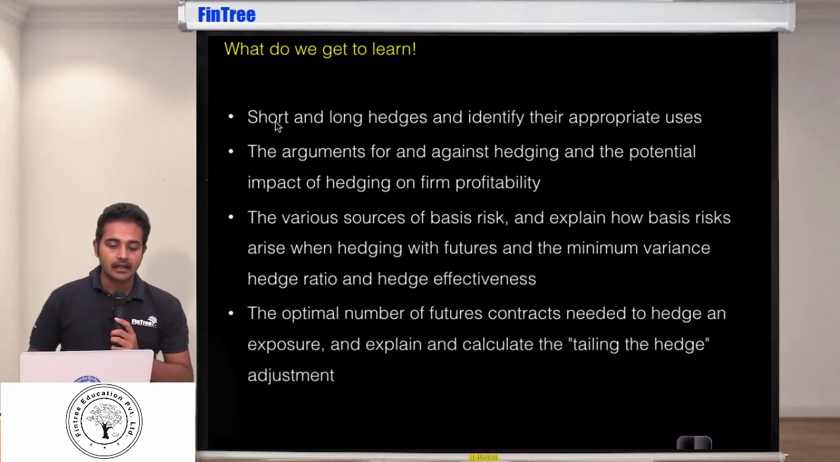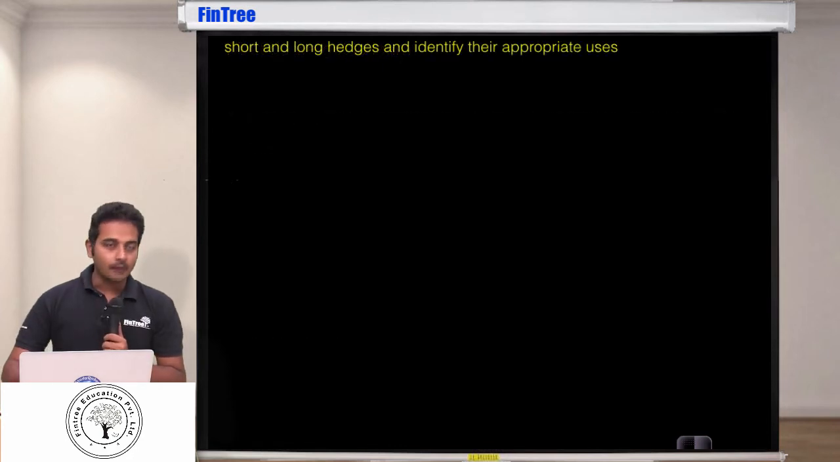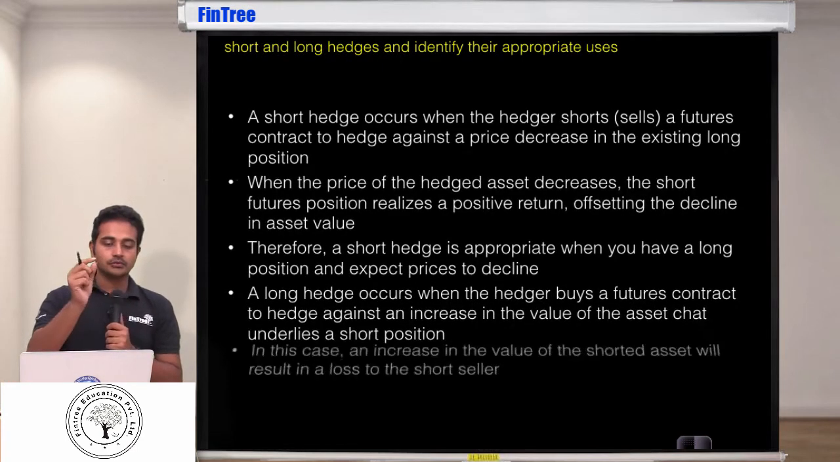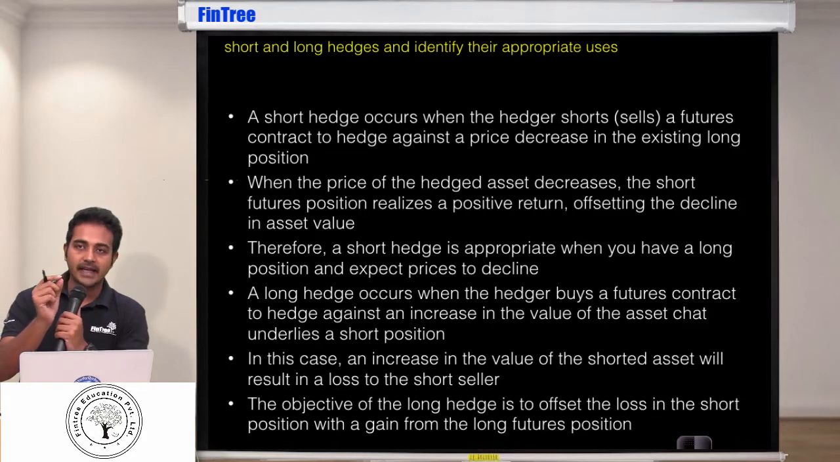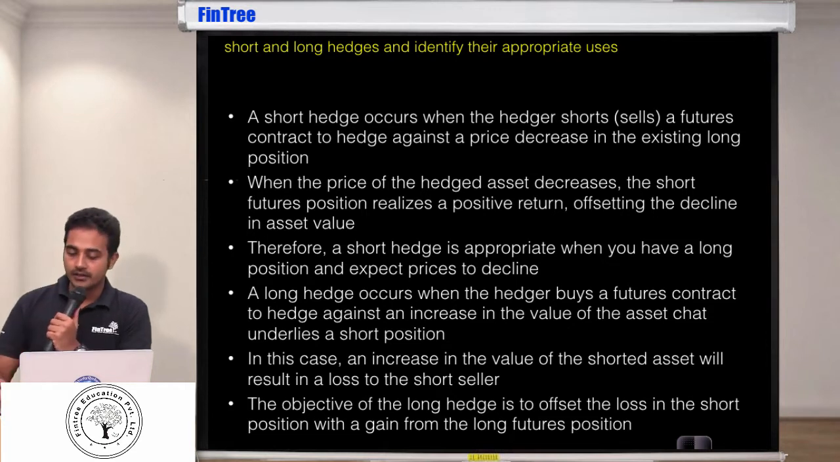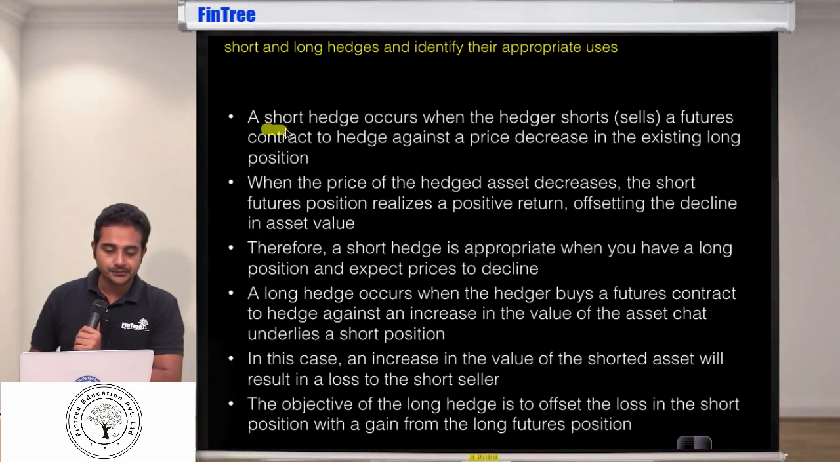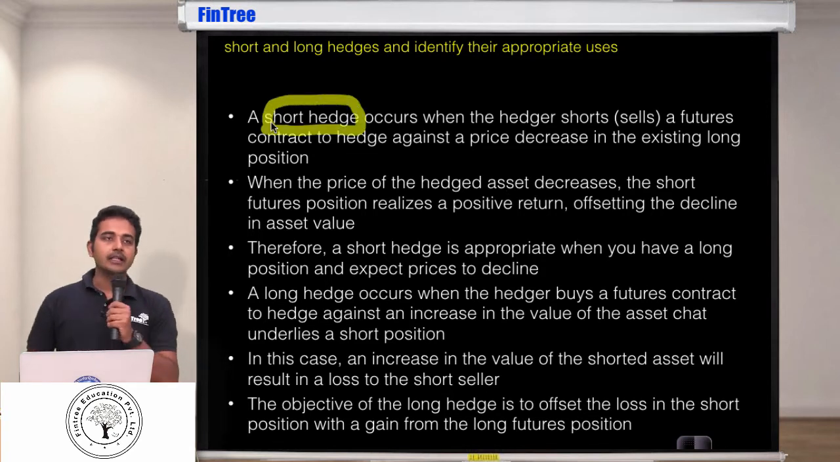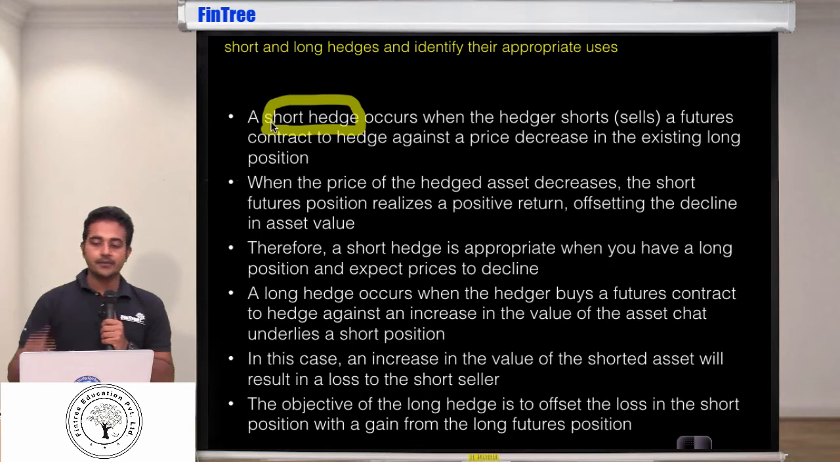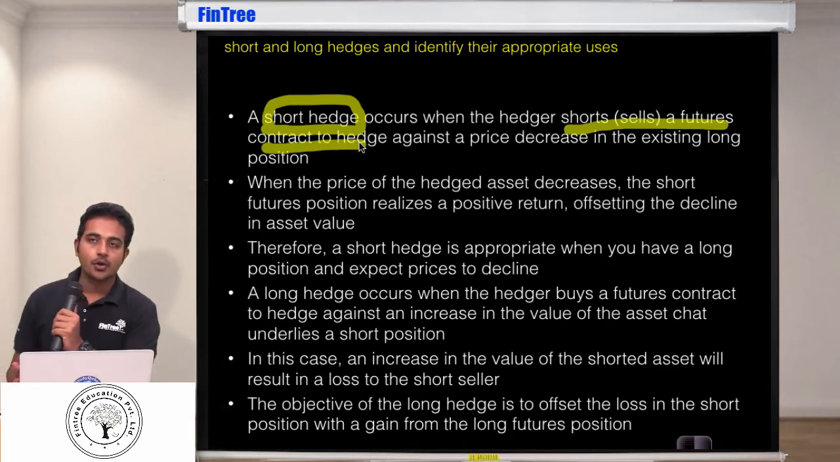The first one is understanding. So we will understand what short and long hedges are. I'm going to make you write down certain things. What I want you to write down is learning outcome A. Have you given the heading in the notes? So learning outcome A, short and long hedges. Then below that write down short hedge, make an arrow and say short on future contract.